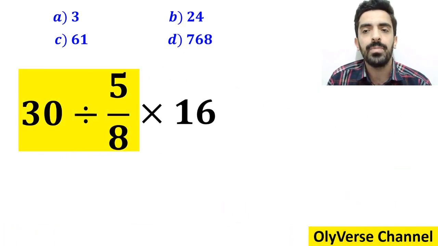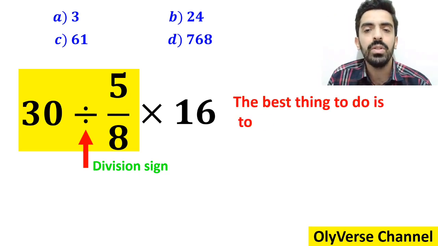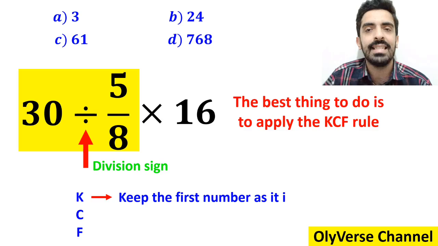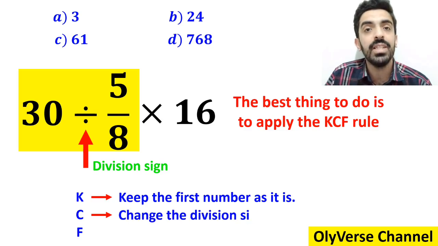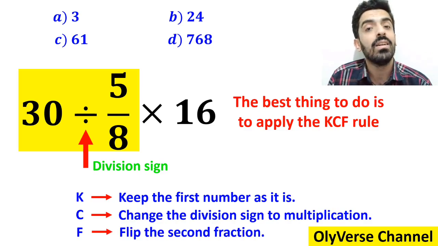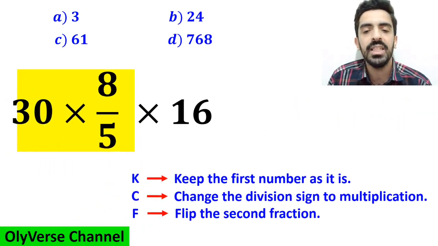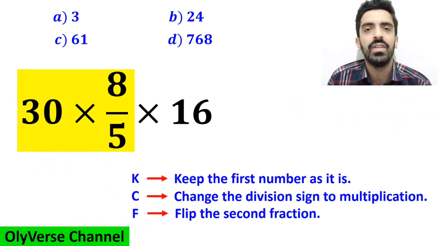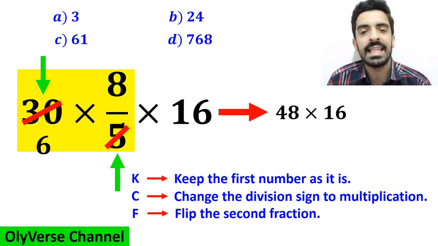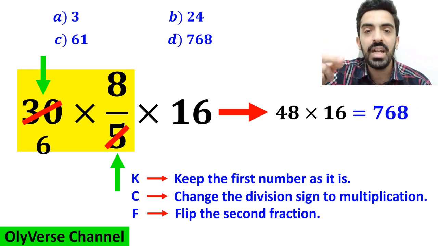So, first we start with the expression 30 divided by 5 over 8. Okay, whenever we come across a division sign between two terms, the best thing to do is to apply the KCF rule. In this rule, K stands for keep the first number as it is, C stands for change the division sign to multiplication, and F stands for flip the second fraction. So, we remove the highlighted part and replace it with 30 multiplied by 8 over 5. Now, the number 30 cancels out with the 5 in the denominator, and this expression simplifies to 48 multiplied by 16, which finally gives us the answer 768.